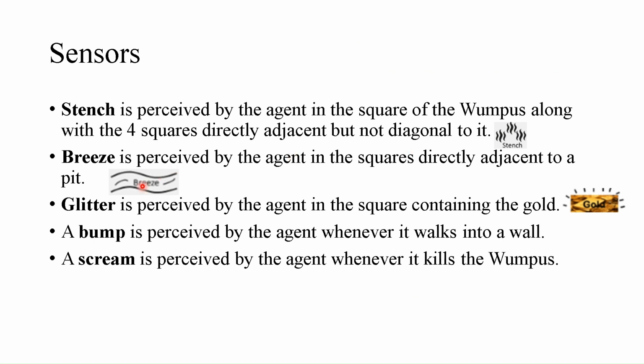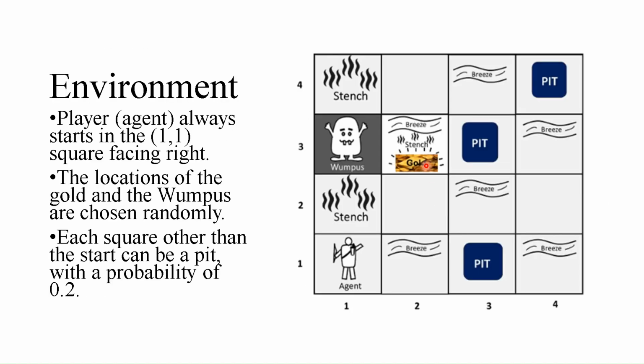Next, we've got glitter. Glitter is perceived by the agent in the square containing the gold alone. So we've got gold. You can only find this glitter in this particular square, which happens to be 2 comma 3.